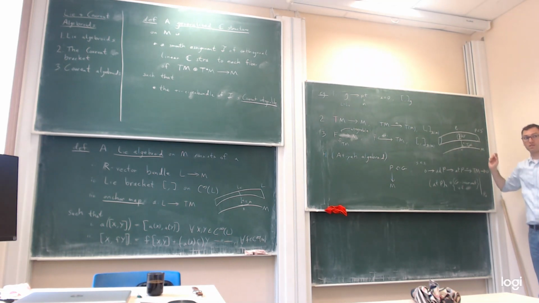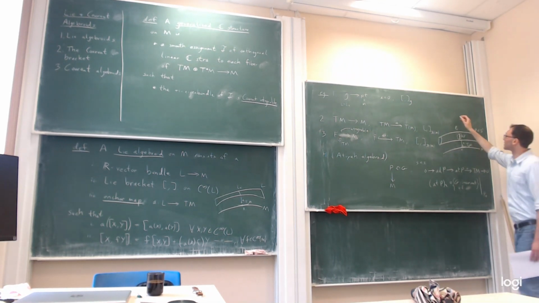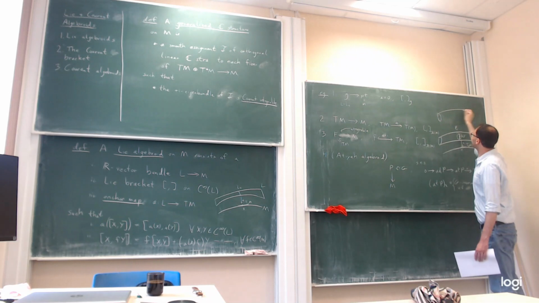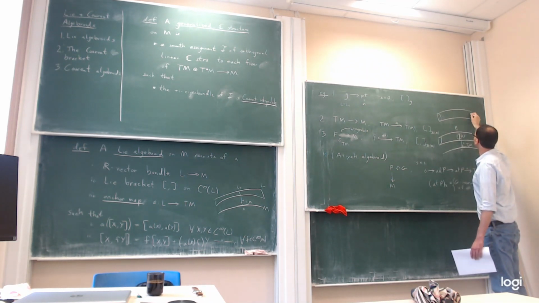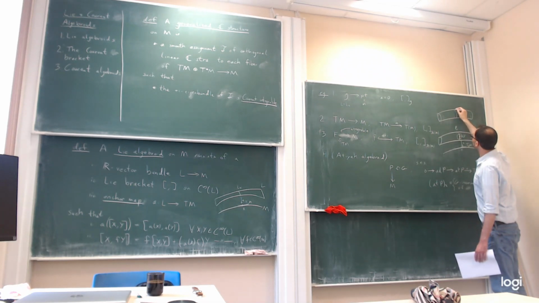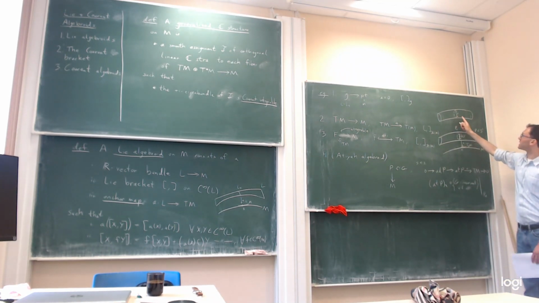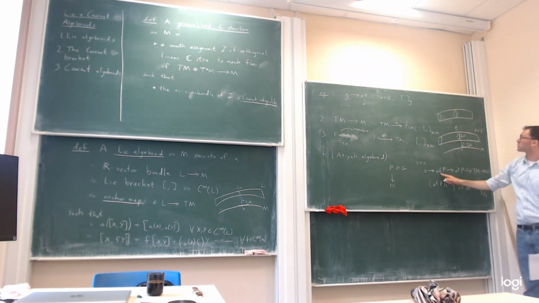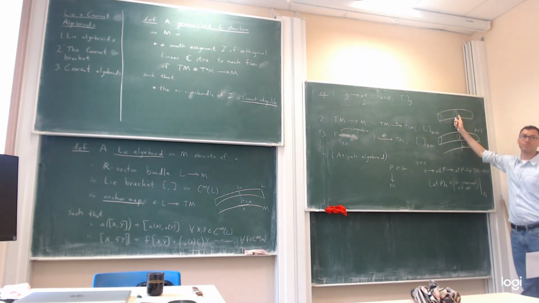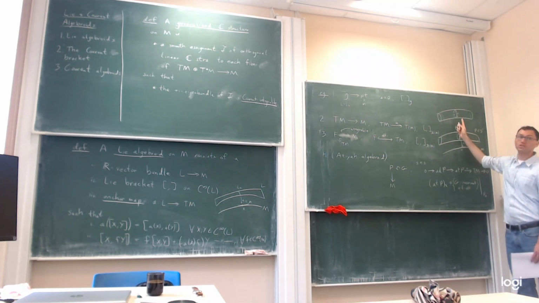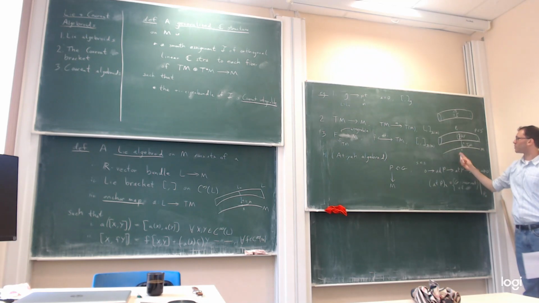So for example, here, can I draw? Here is an element of At P. It's not an element of the adjoint bundle because it's pointing off the fiber. If it were tangent to the fiber, then it would be an element of the adjoint bundle.